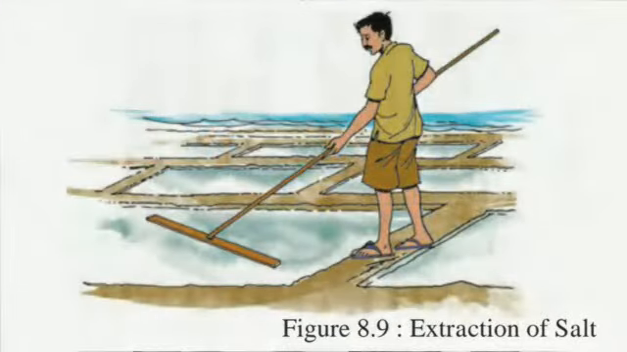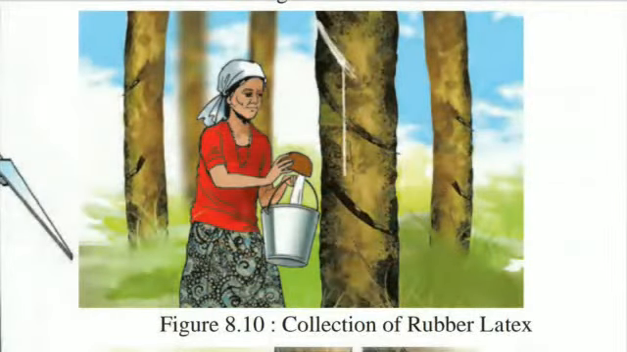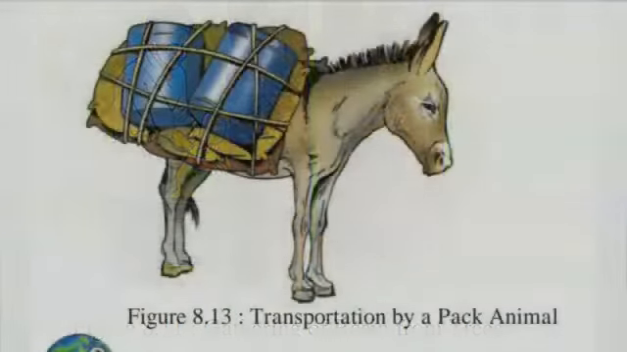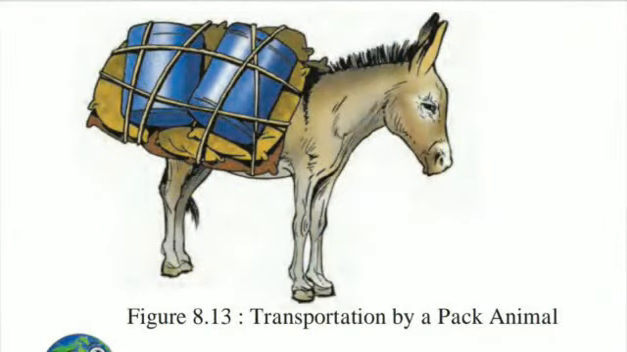Extraction of salt, collection of rubber latex, by which we can make tires or any kind of rubber things. Yes, for that this rubber latex is used. Gathering of resin from trees, which many times we eat, like dink or gum. Here this is figure 8.13, which is transportation by a pack animal. By animals we can transport things from one place to another.